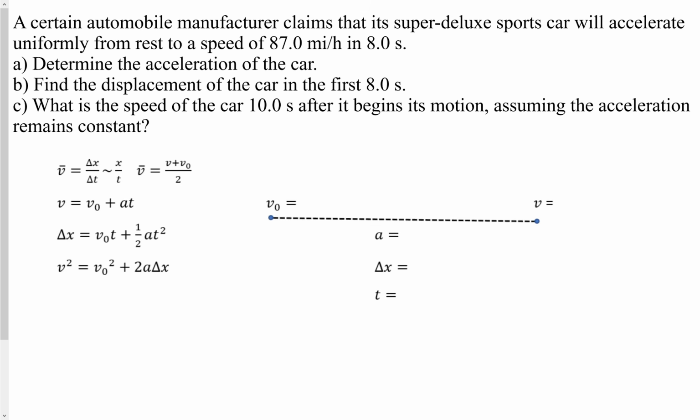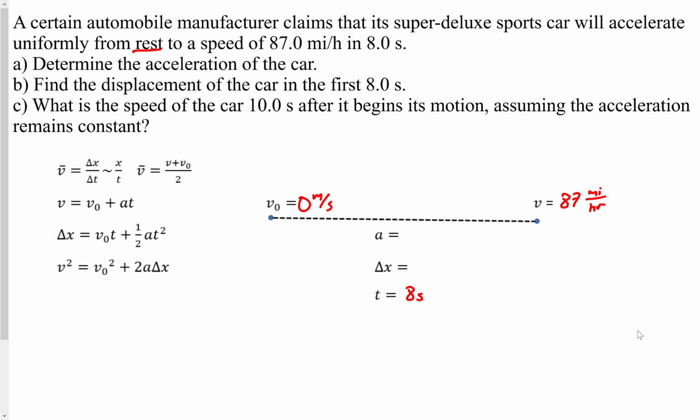So it claims that super deluxe sports car will accelerate from rest. So that tells me that my initial velocity is 0 meters per second, just like our last example. And it says we'll accelerate to a speed of 87 miles per hour. Now that's something that we will obviously have to deal with. And it says that it does it in 8 seconds. So there's my last bit.